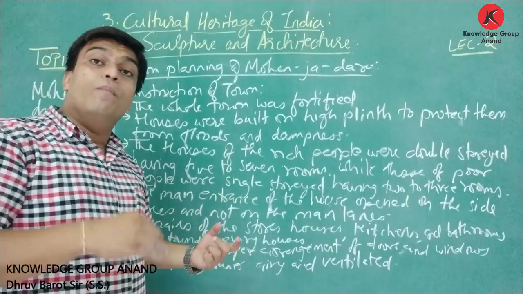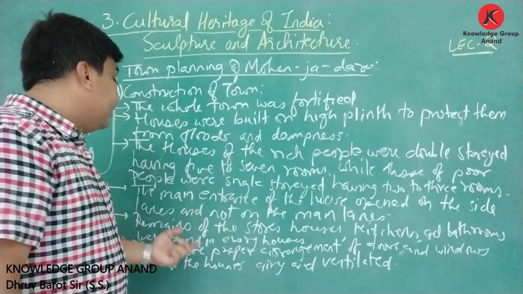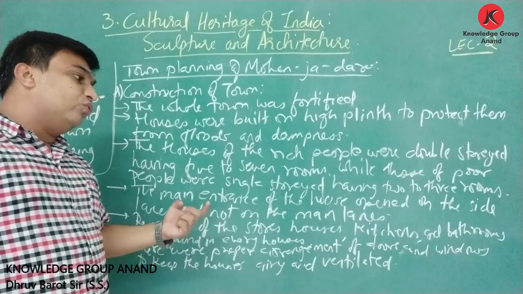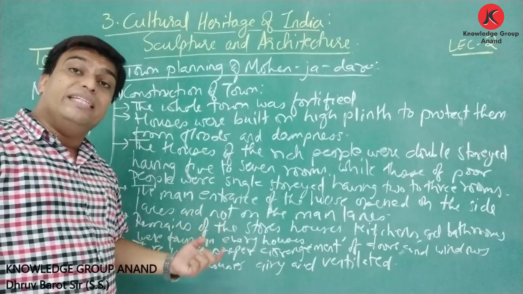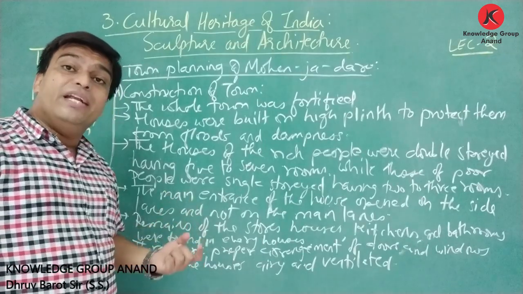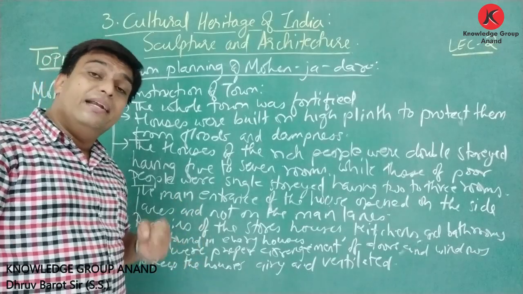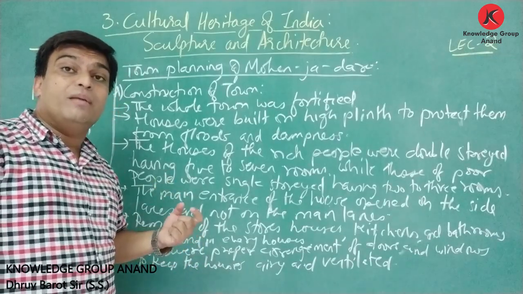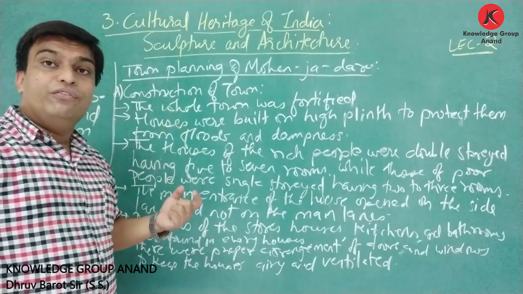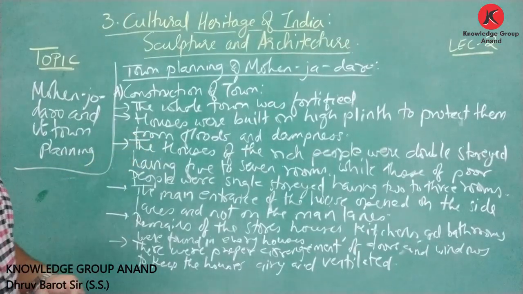The main entrance opened on the side lane instead of the main lane. Even here it is said that remains of storehouses, kitchens and bathrooms were found in each and every house. And there was a proper arrangement of doors and windows which made the house airy and ventilated. So this was the information about the houses of Mohenjo-daro, or we can say the construction of the town. Now let us understand about the roads of Mohenjo-daro.